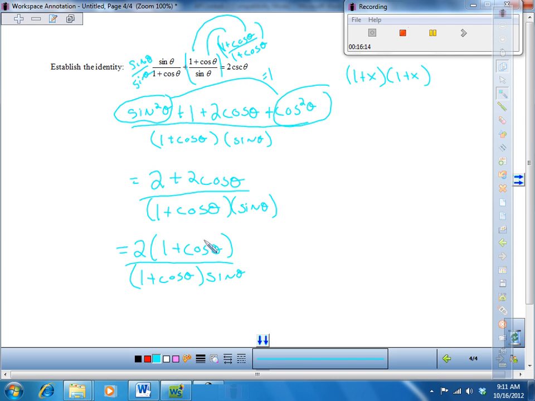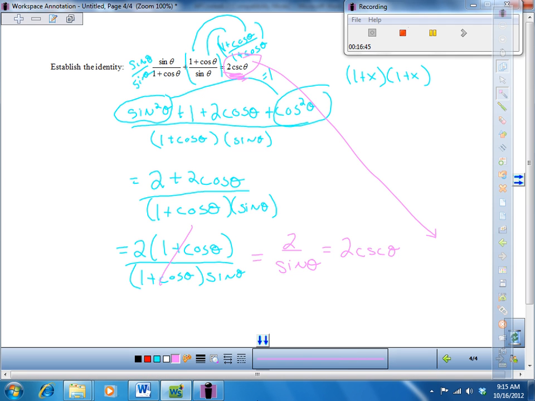And what can I do with these 2? Now I can cross them out. You can only cancel things when they're being multiplied, right? So I have that this is equal to 2 over sine theta. And how can I write 2 over sine of theta? Remember what I'm looking for. I can rewrite that as 2 cosecant theta, because sine is a reciprocal of cosecant. And then I've gotten to where I'm trying to get to. See?